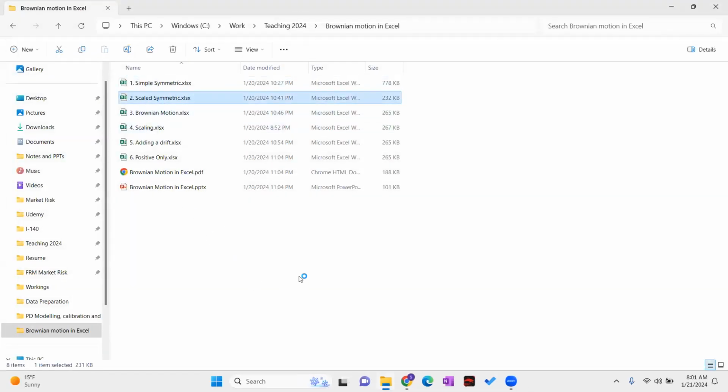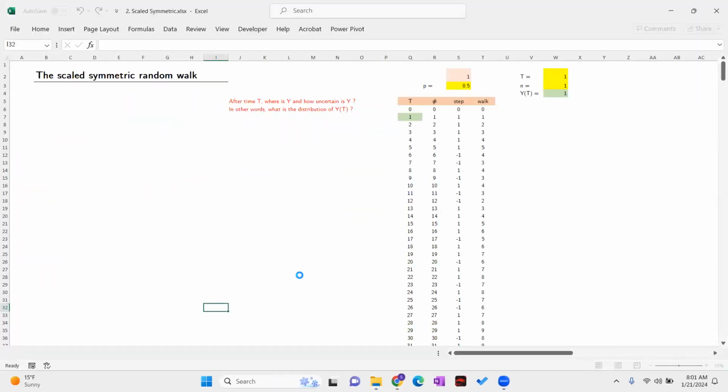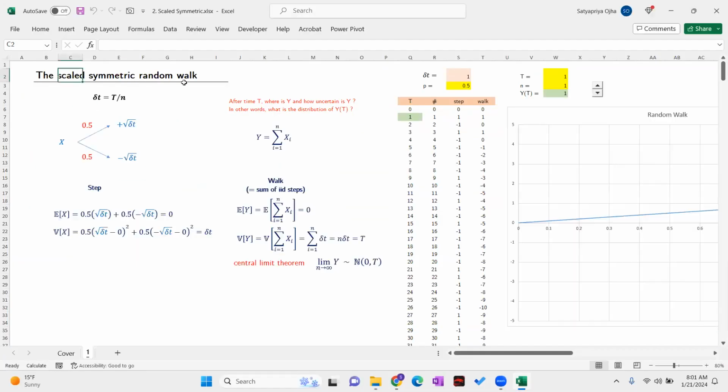The next process that we'll discuss is called the scaled symmetric random walk. Now I have done a few tweaks, just a very few tweaks, so pay attention. First of all, as I said, we have to bring in the time dimension. So let's say that our question is this: after time capital T, where is Y? Where is my walk? And how uncertain will it be after a time capital T?